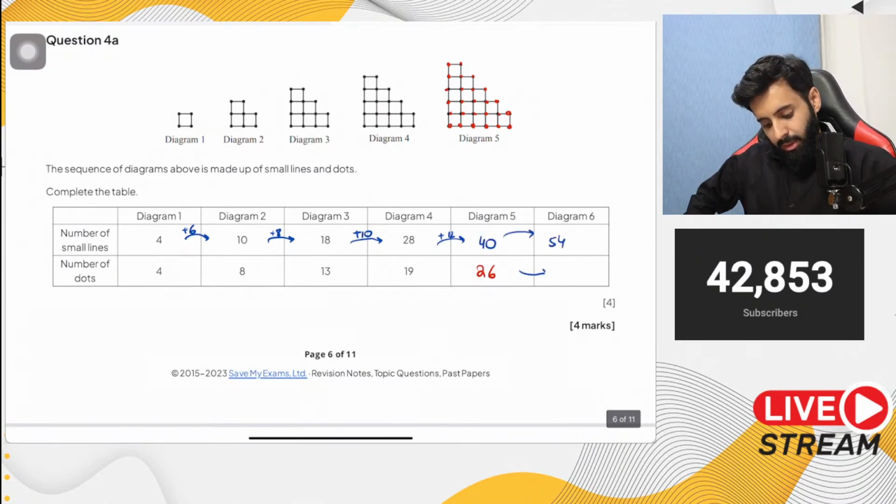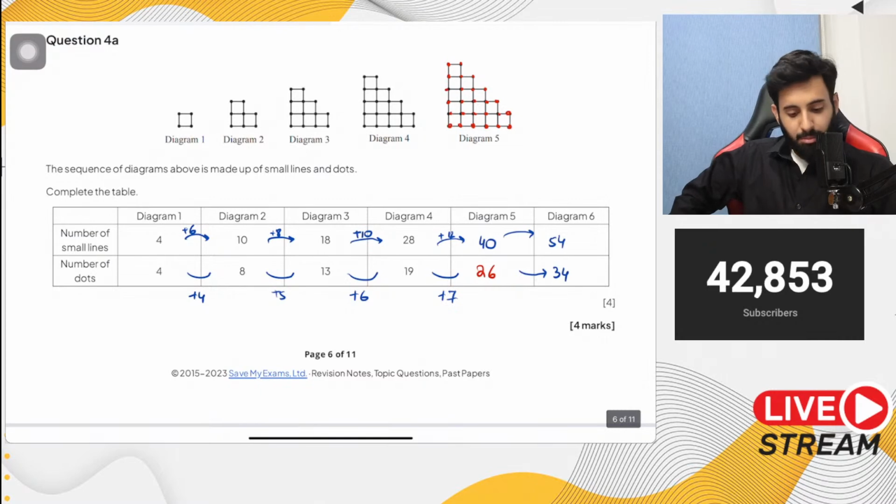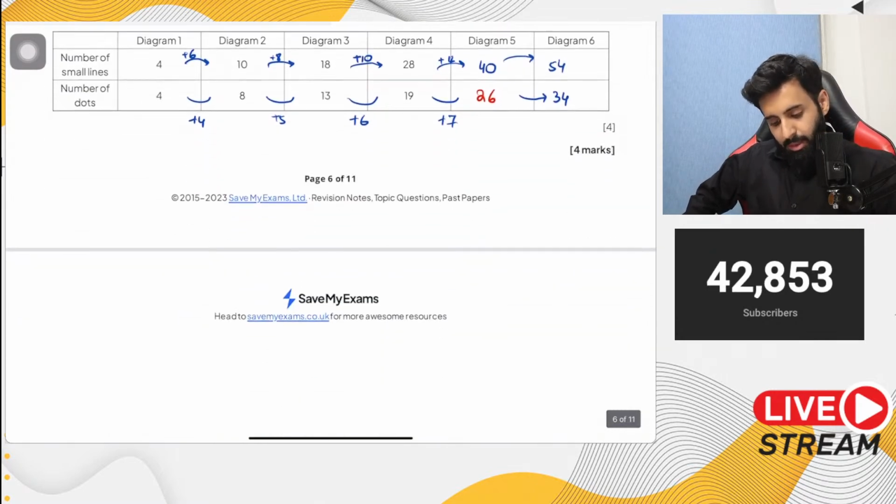And here, let's see if I can find a pattern over here. So plus 4, plus 5, plus 6. Yep, there's a clear pattern. Plus 7, plus 8, which is equal to 34. So you get 4 marks for this, which I think is a pretty big deal.